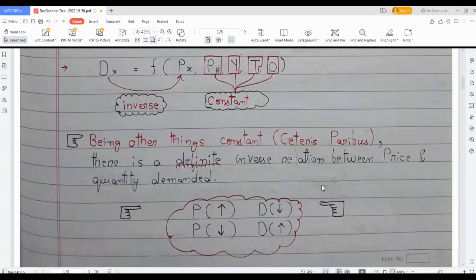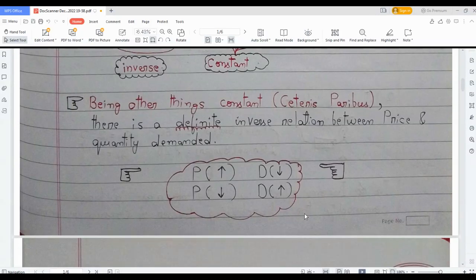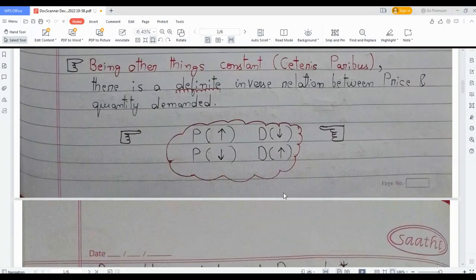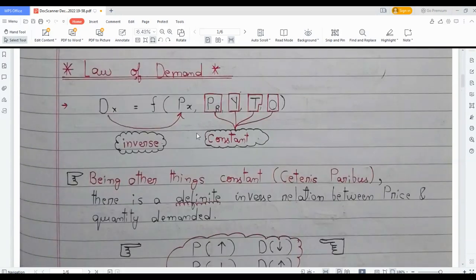Thus, the inverse relationship between price and quantity demanded, where all the other factors affecting the demand of a consumer are constant, is termed as law of demand. Okay. This is the relationship where when price increases, the demand of the commodity decreases, and when price decreases, the demand of the commodity increases. See here, there is an inverse relationship showing in this picture.